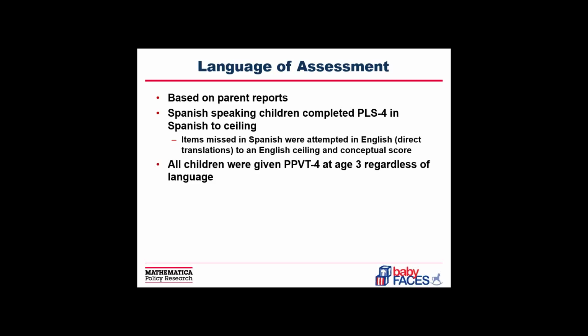Spanish-speaking children completed the PLS-4 in Spanish to a ceiling, which is a consecutive number of items answered incorrectly. Items that were missed in Spanish were attempted in English to an English ceiling. Children received a Spanish standard score and a conceptual score that took into account knowledge of both languages. Children who completed the English PLS-4 received a standard English score. And all children were given the PPBT-4 in English at age 3, regardless of their language status.